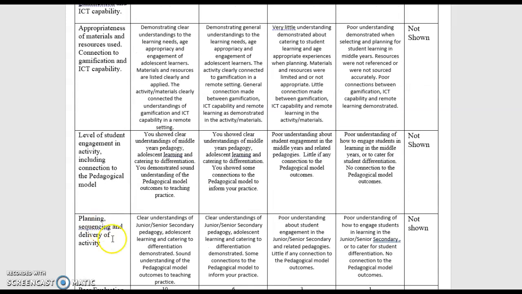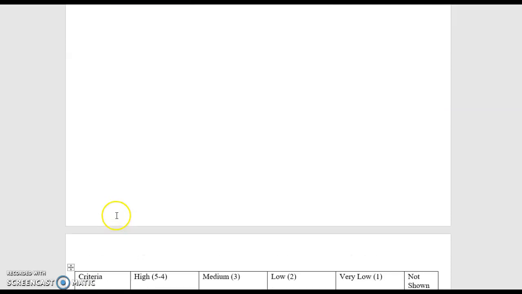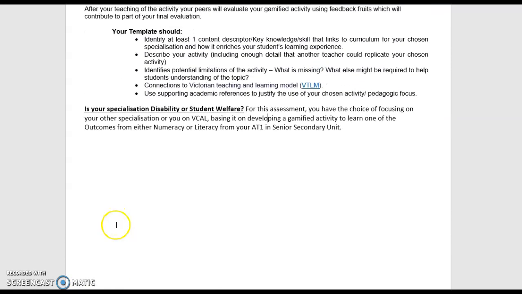Okay. So if your specialization is disability or student welfare, you might also like to focus on one of your other specializations for this task, or you may like to bring a focus of welfare, for example, to your other specialization to provide another layer of support to the student. Additionally, you may wish to focus on VCAL, on one of the outcomes that you've already looked at, from either numeracy or literacy from assessment task 1 in the senior secondary unit. The choice is yours in this one.